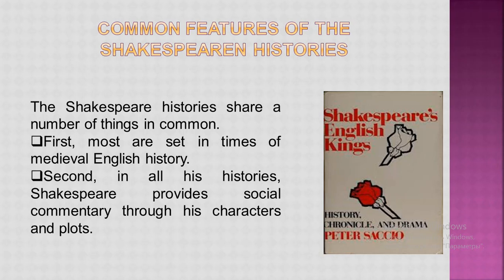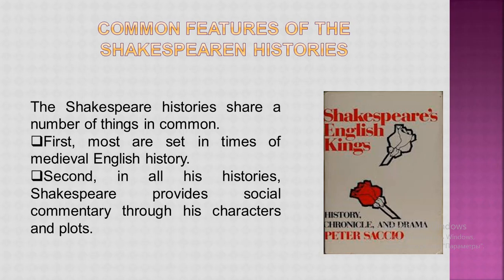Second, in all his histories, Shakespeare provides social commentary through his characters and plots. Really, the history plays say more about Shakespeare's own time than the medieval society in which they are set. For example, Shakespeare cast King Henry V as the everyman hero to exploit the growing sense of patriotism in England. Yet his description of this character is not necessarily historically accurate. There is not much evidence that Henry V had the rebellious youth that Shakespeare depicts, but the bard wrote him that way to make his desired commentary.